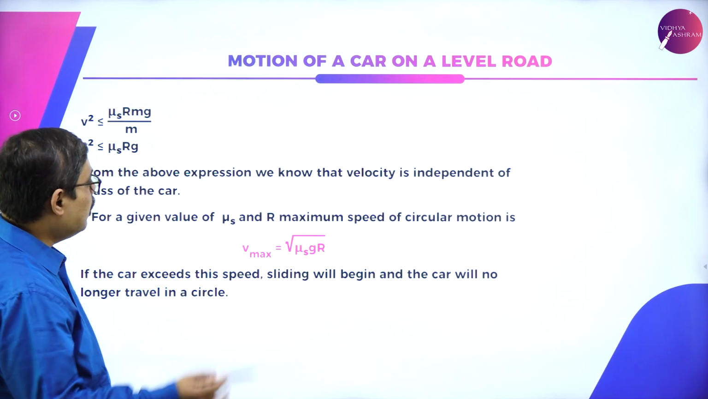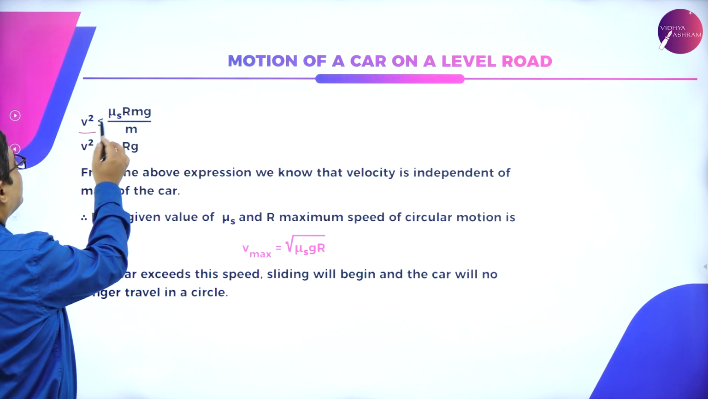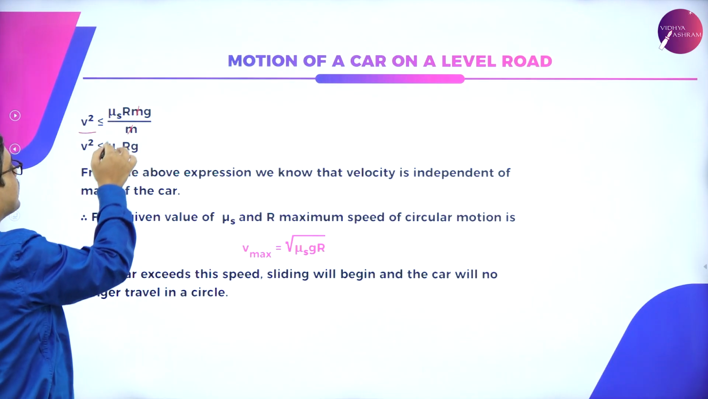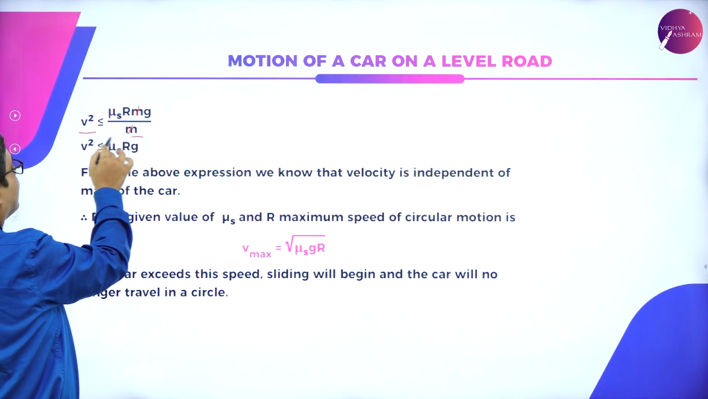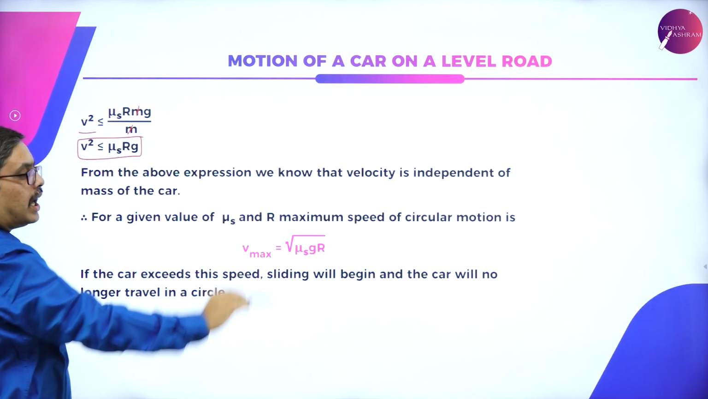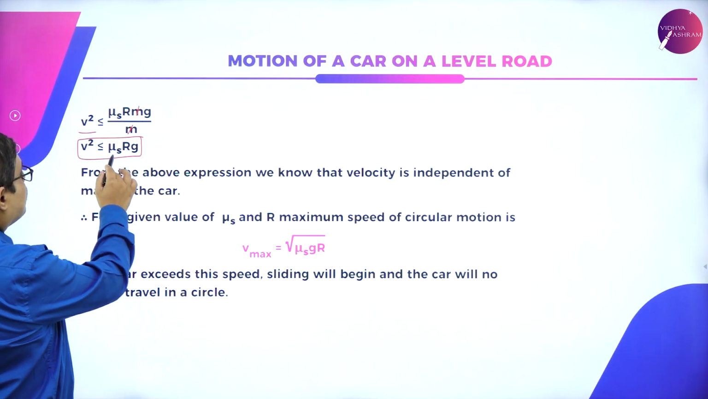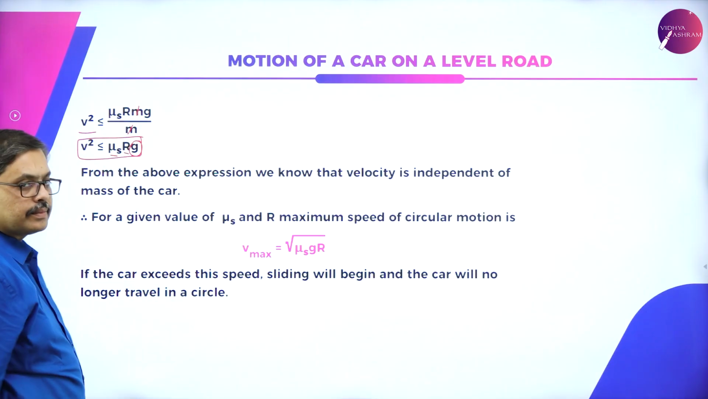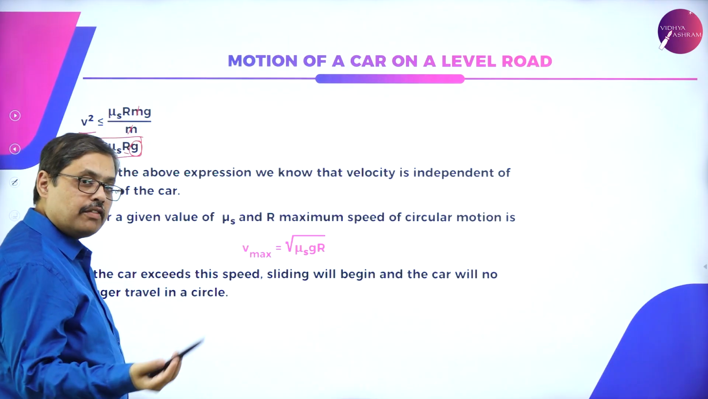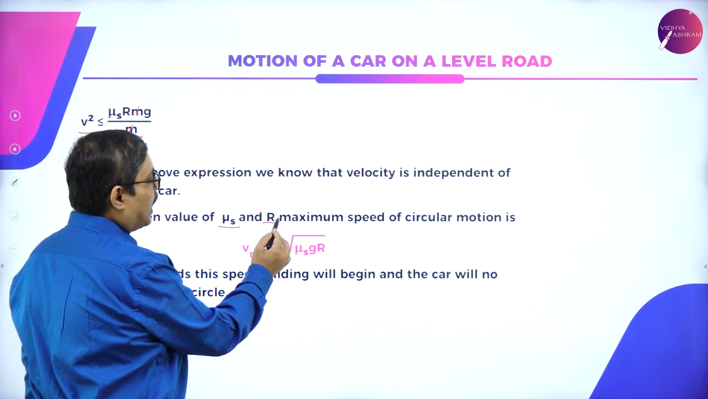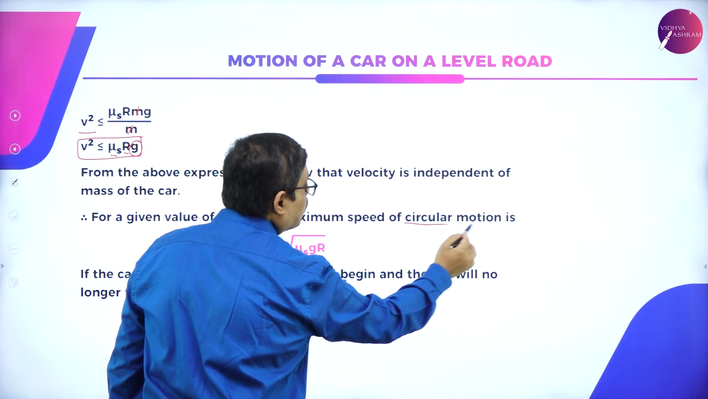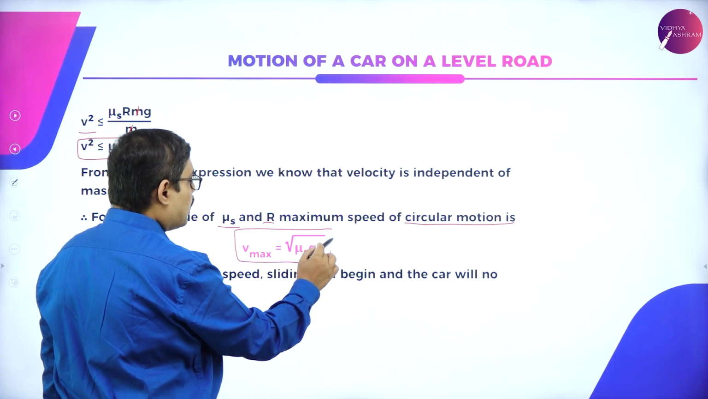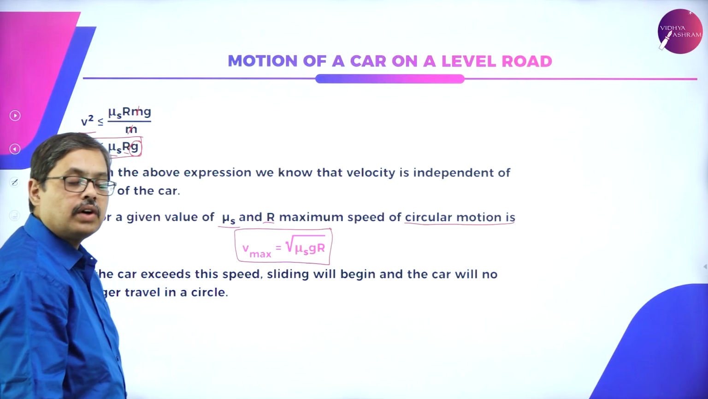Now let us equate: v squared is equal to mu s r mg by m. m and m get cancelled. v squared is less than or equal to mu s into r into g. Mu s is the coefficient of static friction, r is the radius, g is the acceleration due to gravity. So for a given value of mu s and r, maximum speed of circular motion is given by v max is equal to square root of mu s into g into r.